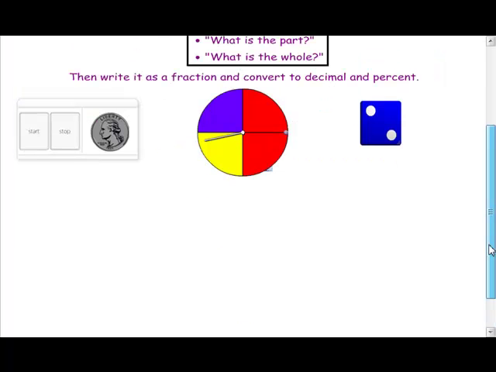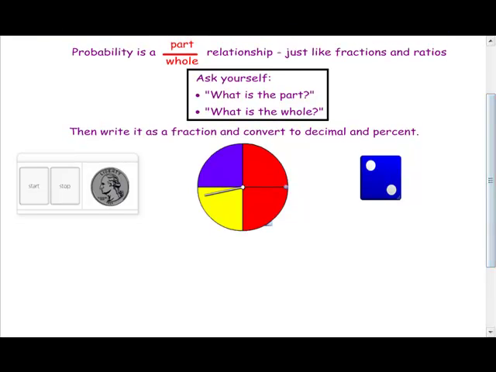So let's take a look at this. Let's say we have a coin here and it has two sides. Well, we want to know the probability of tails. So we have a part to whole relationship, and it is tails to the whole. Well, there are how many sides on a coin? Two sides on a coin, and there's only one tail. So it is a 1 out of 2 relationship.